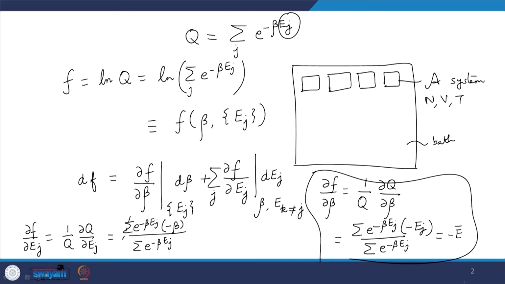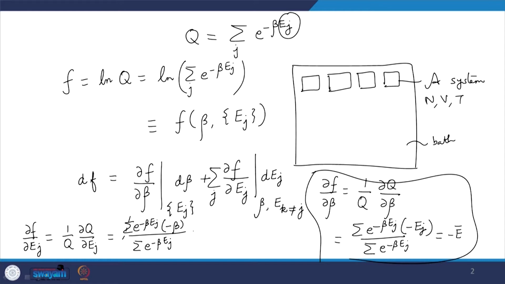Let us say if we are doing for E naught, E1, E2 and so on, if I do with respect to E naught, only the term containing E naught will give me a derivative, everything else will give me 0. So, this thing is then equal to minus beta e to the power minus beta Ej by summation of e to the power minus beta Ej, and this quantity we already have obtained, and that is the probability of the states of energy Ej.